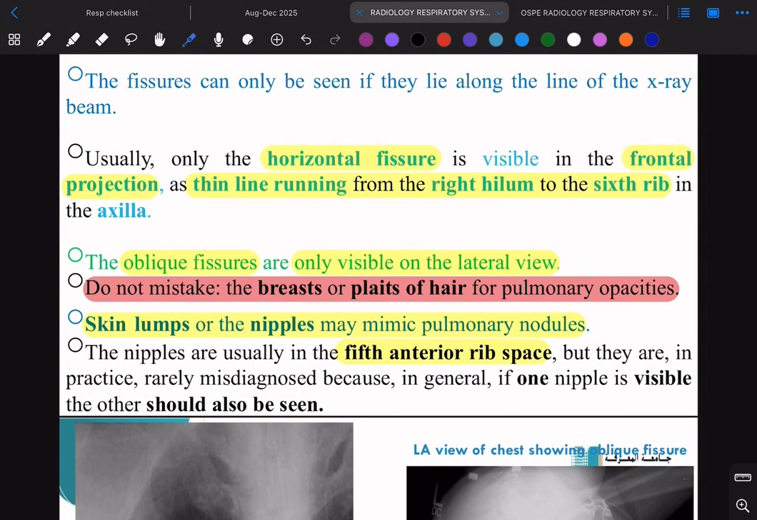But how do we differentiate between them? If you see this structure that you don't know what it is, let's imagine you don't know what this is right now. Is it a pulmonary nodule? Is it a hair? Whatever. You're going to see if it's against the 5th anterior rib space. If it's in the 5th anterior rib space and it's found on both sides, then it's most probably either part of the breast or plates of hair because it's found on both sides. However, if you only see it on one side, then it's most probably a pulmonary nodule. Okay, this is just a note to remember, just not to mistake them. That's all you need to know here.